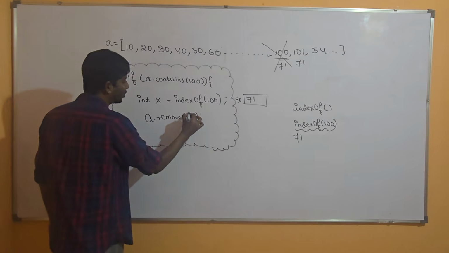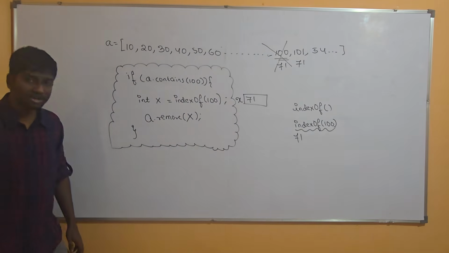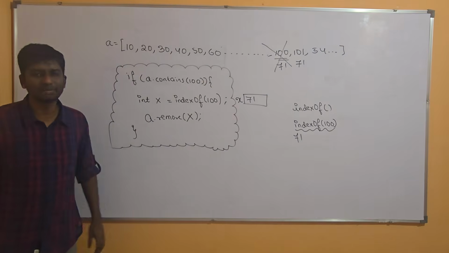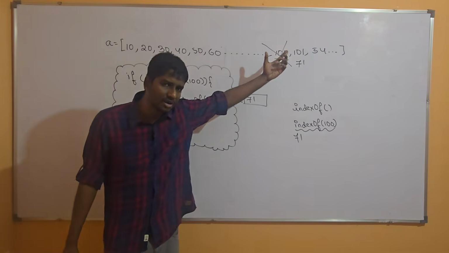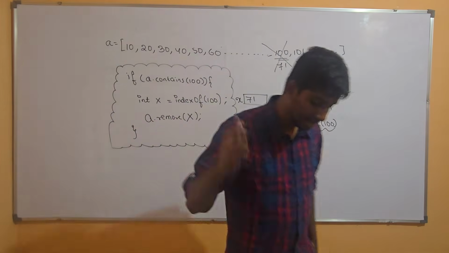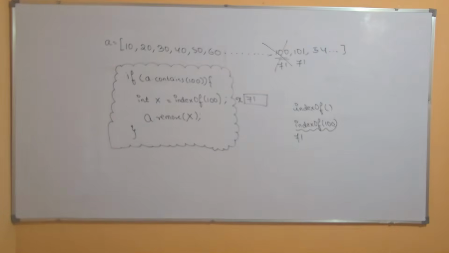In place of 71, what can you write now? X. The moment you write A dot remove of x, x is nothing but 71. In the 71st position, 100 was there. Everything will happen. Is it clear? This is how you remove an element from the array list.